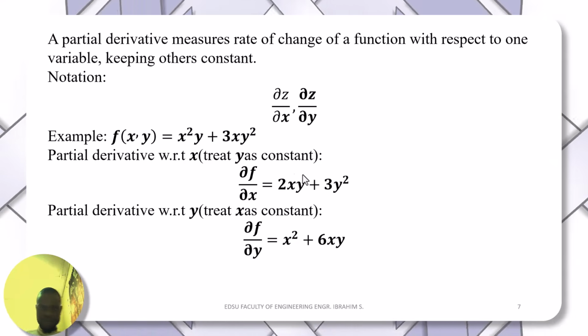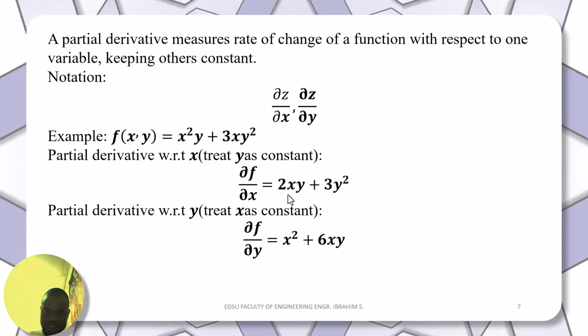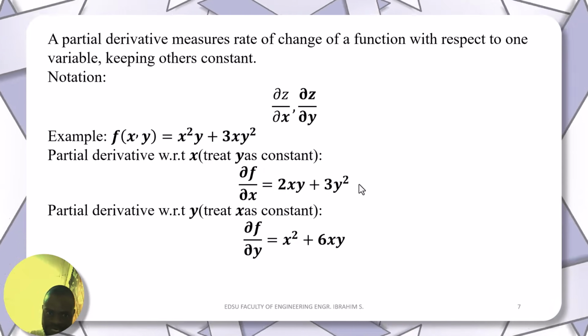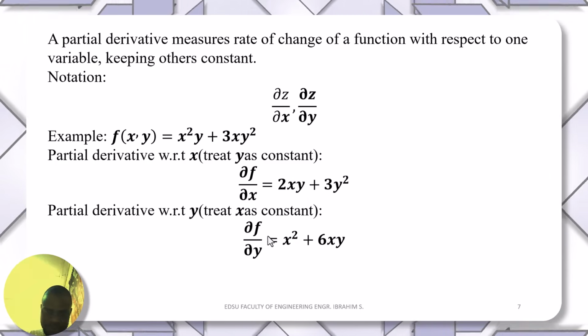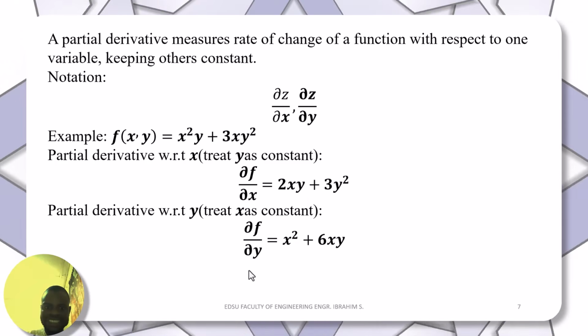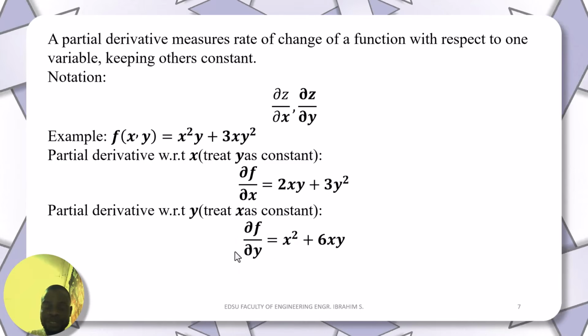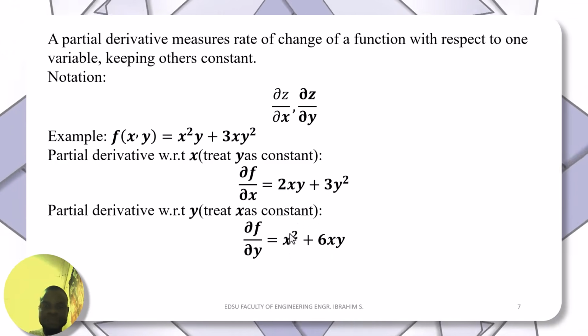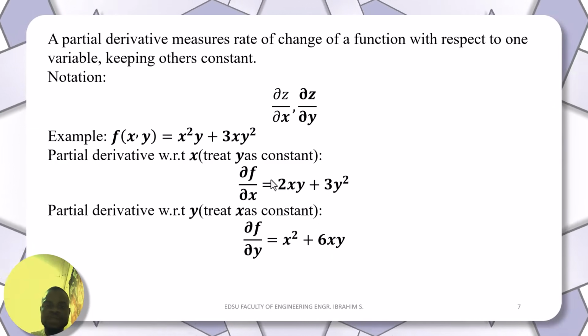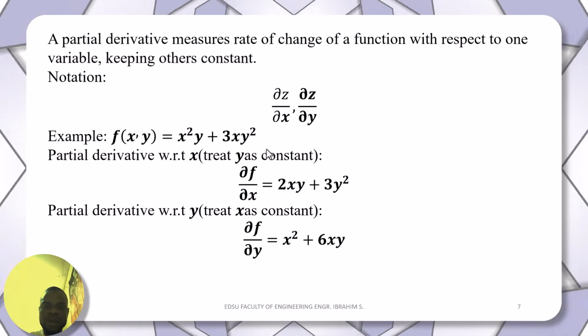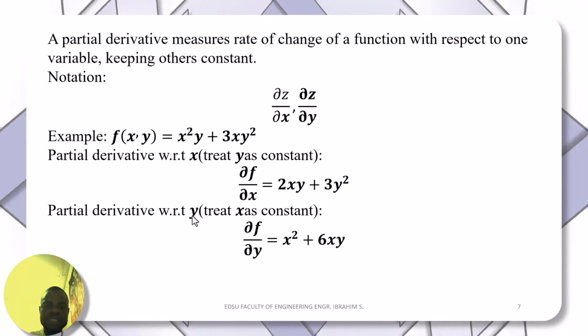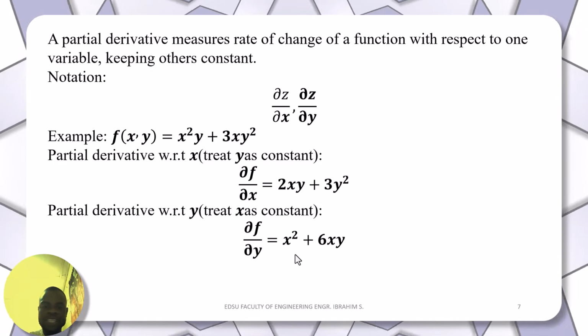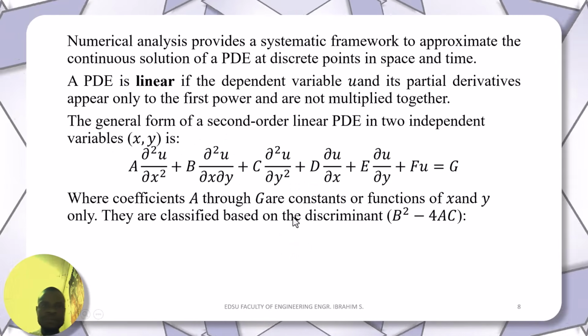So it means I have differentiated this partially with respect to x to give me this. Then I'll differentiate it partially with respect to y to give me this. When I was differentiating this with respect to x, I kept y constant. But when I was differentiating with respect to y, I kept x constant.